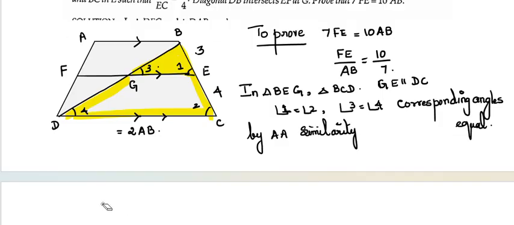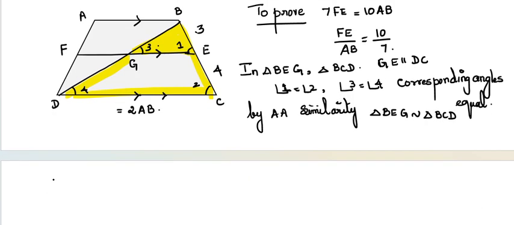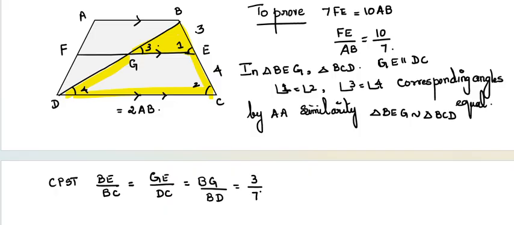Therefore, by AA similarity, triangle BEG is similar to triangle BCD. CPST: BE by BC is equal to GE by DC is equal to BG by BD equal to 3 by 7.